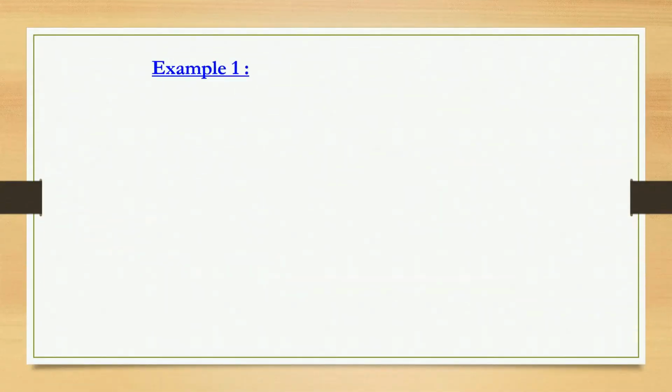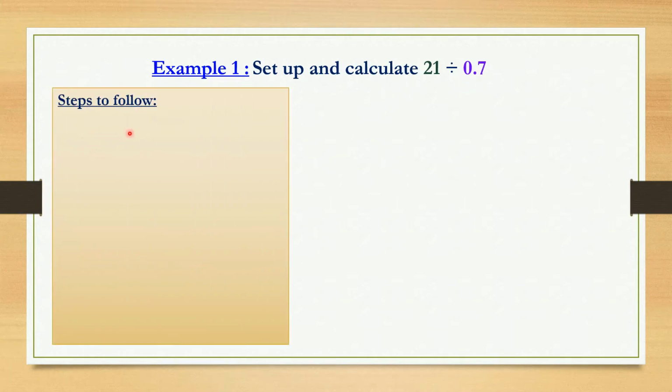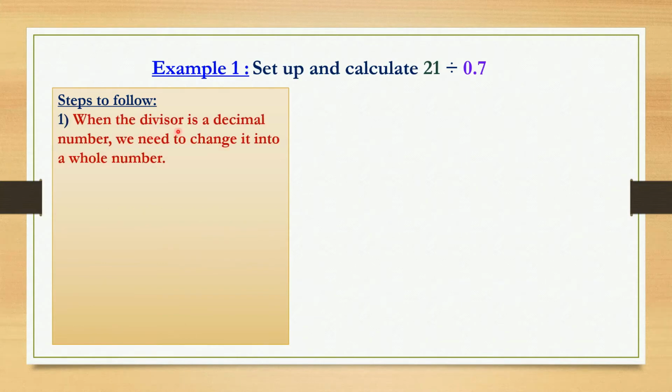Let's start with example 1. Set up and calculate 21 divided by 0.7. In this example, the divisor 0.7 is a decimal number. In this case, what do we do? Steps to follow. When the divisor is a decimal number, we need to change it into a whole number. So here the divisor 0.7, we need it to become a whole number.